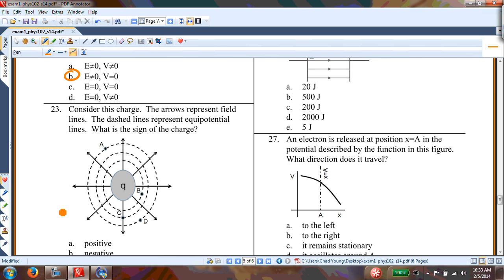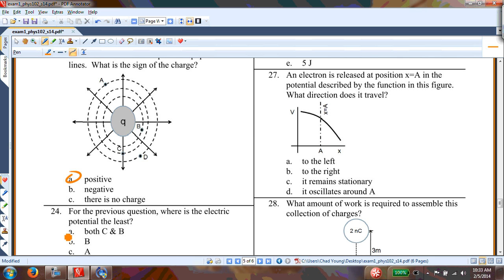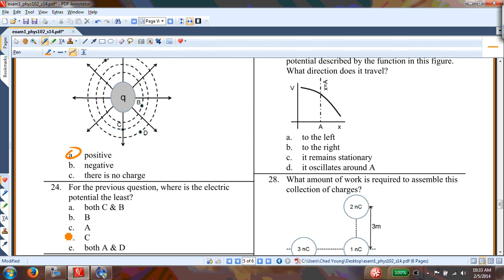Consider this charge. The arrows represent field lines. The dashed lines represent equipotential lines. What is the sign of the charge? Well, field lines are coming out, so the charge is positive. And where is the electric potential least?